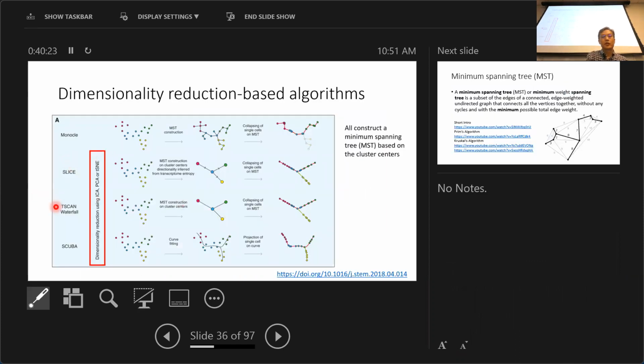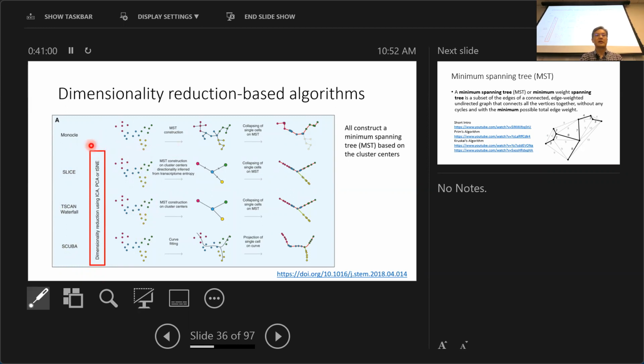Okay, so this is from a review paper to see what algorithms are used in the pseudotime analysis packages. Monocle, I don't know which version this is about, Slice, TSCAN, Waterfall, okay, different names. So they use PCA, ICA, t-SNE to do the embedding first. The high-dimensional data, you have to project them first, to do the embedding, always the first step.